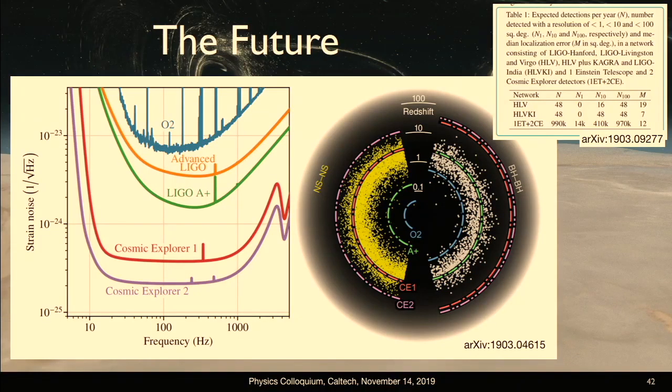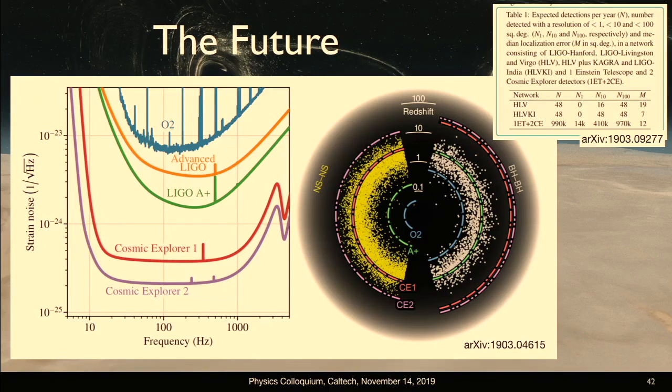And so just to give a sense of the potential, I'm going to put up this graph that's showing what the O2 sensitivity was, and the target advanced LIGO sensitivity, so that's our target O4 sensitivity. LIGO A+. And then here are 2 stages for the Cosmic Explorer. Einstein Telescope will probably be around this range too, but going to lower frequency. So there are some differences in the spectrum. But this gives you a sense of the sequence for the sensitivity plan for the future.